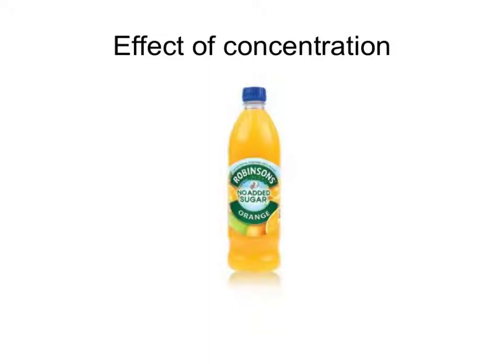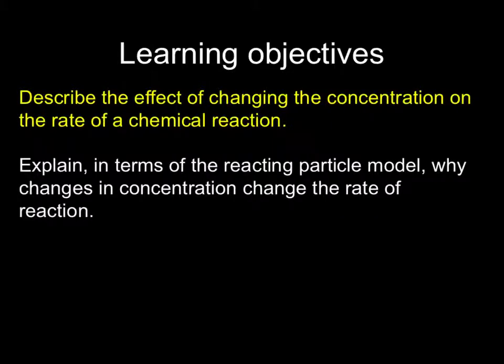This tutorial is all about the effect of a change of concentration on the rate of reaction. And if we want to change the concentration of a substance, then what we need to do is to add more water to it. Like this orange squash, we'll add more water to it to make it more dilute. So dilute is the opposite of concentrated. At foundation level, we need to describe and explain the effect of changing the concentration on the rate of the chemical reaction.